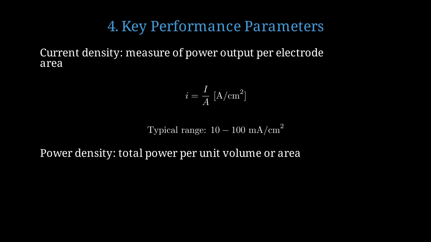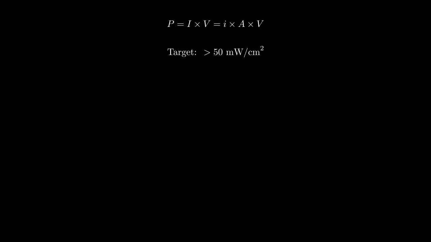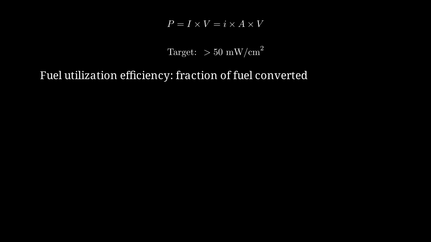Power density measures the total electrical power output normalized by volume or electrode area. Power equals current times voltage, or equivalently, current density times area times voltage. For practical applications, power densities exceeding 50 milliwatts per square centimeter are desirable. Fuel utilization efficiency indicates what fraction of supplied fuel is actually converted to electricity. Fuel efficiency, eta, equals current over nFQ times fuel concentration, where Q is the volumetric flow rate of fuel.